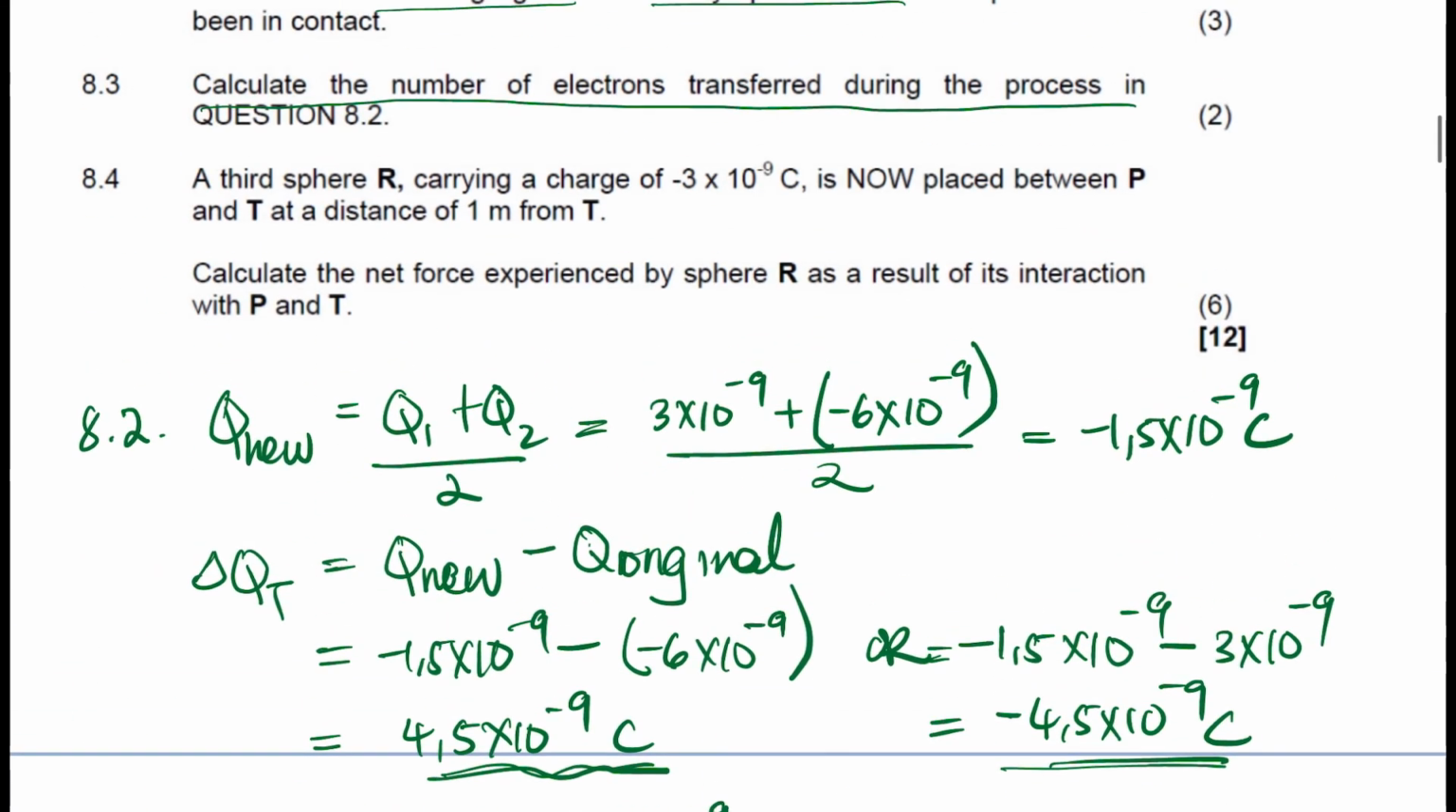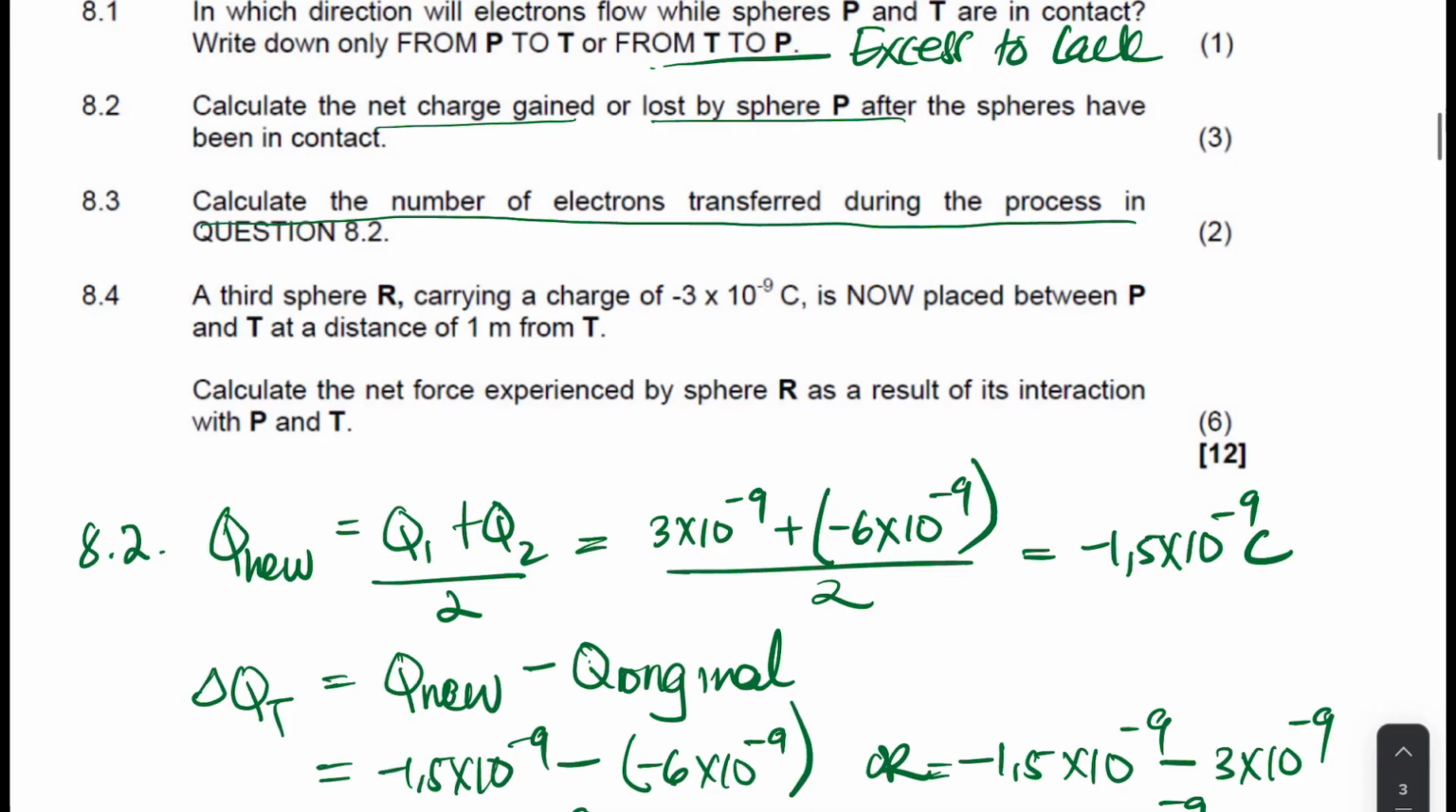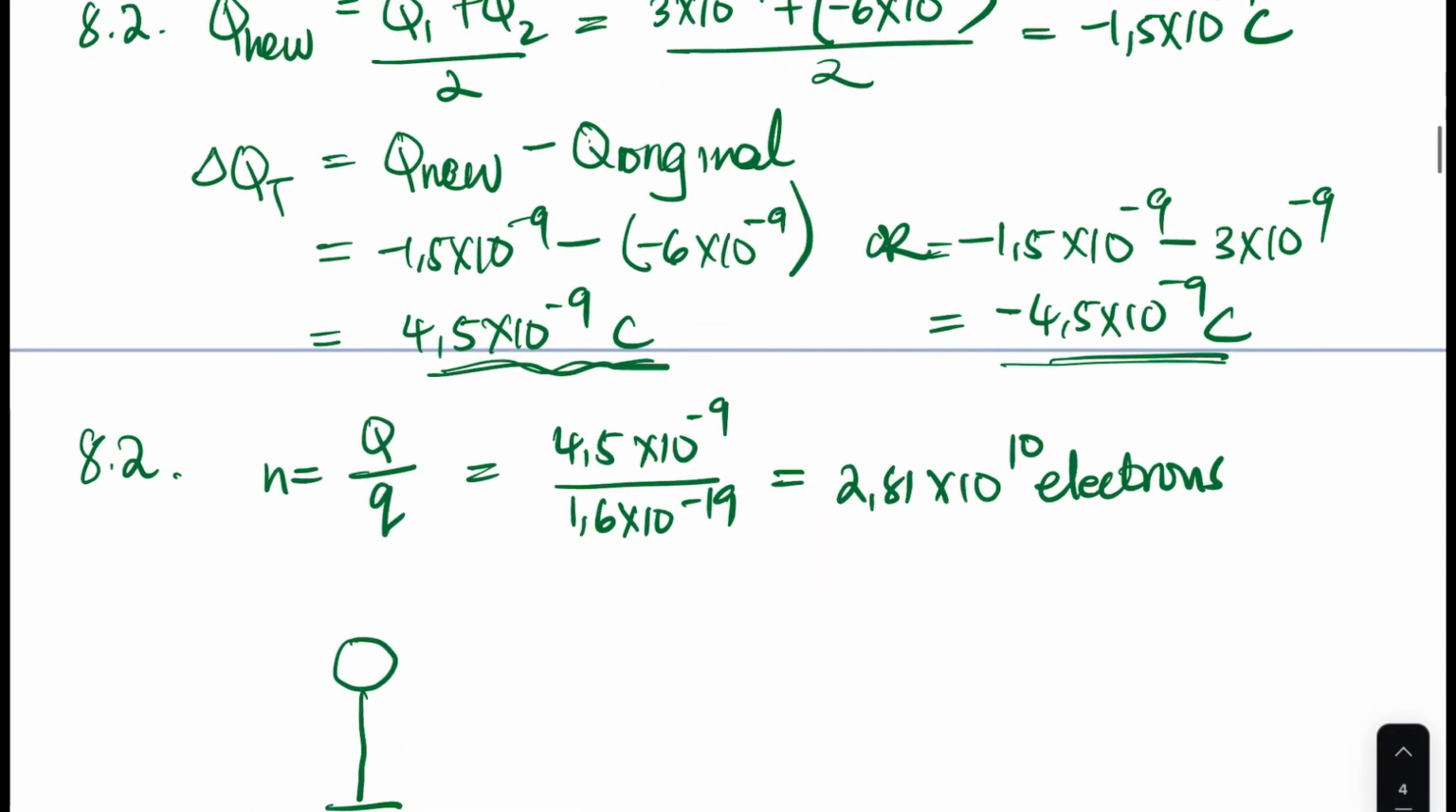Let's go to 8.4. It says a third sphere R, which is negatively charged, is now placed between P and T at a distance of 1 meter from T. I'd like to draw that so that we can see. So this is P, and this is T.